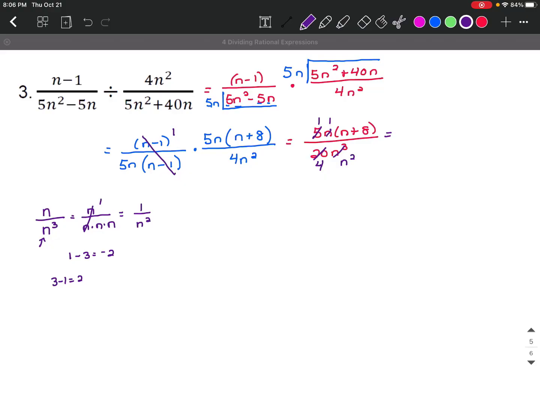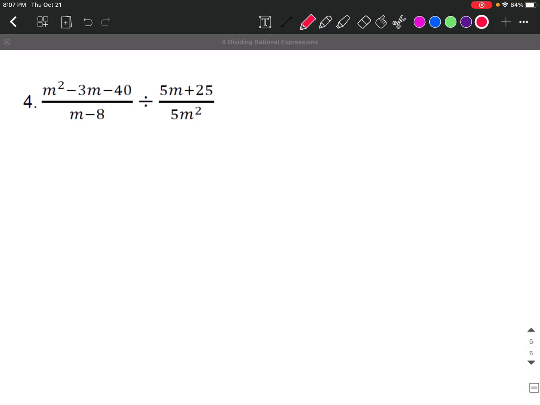Now in the top, all I have left is n plus 8, and in the bottom, I have 4n squared. Remember, you cannot simplify that anymore because the n plus 8, they're attached to each other. The n and the 8 are attached by addition, so you can't divide them with anything else unless it's an exact match. Okay, last problem.